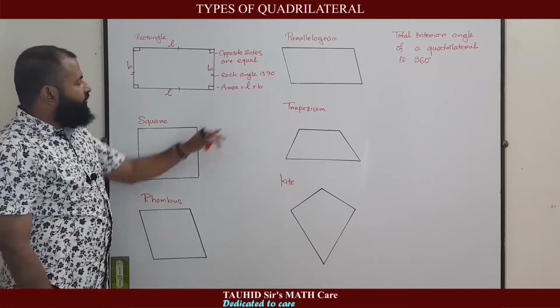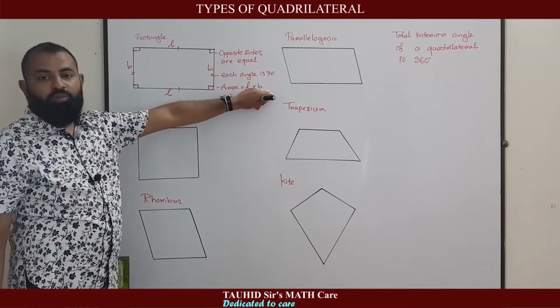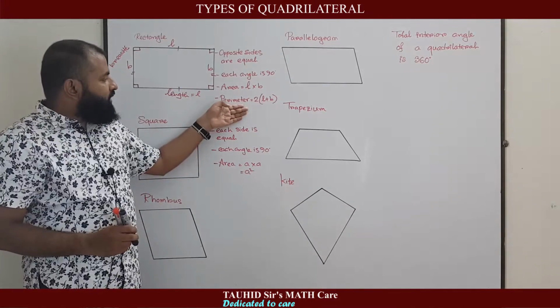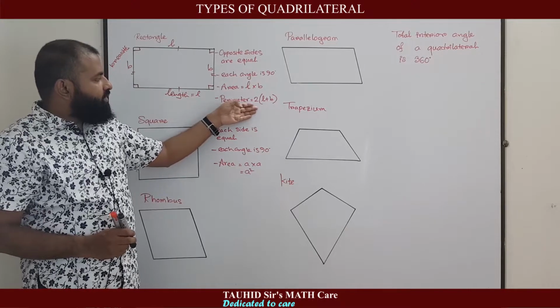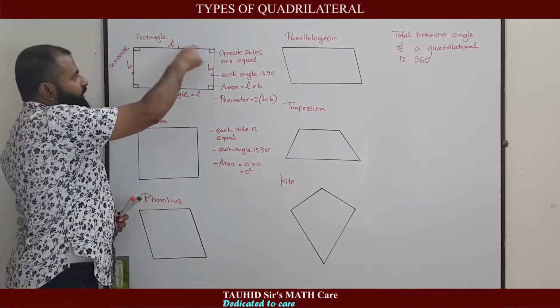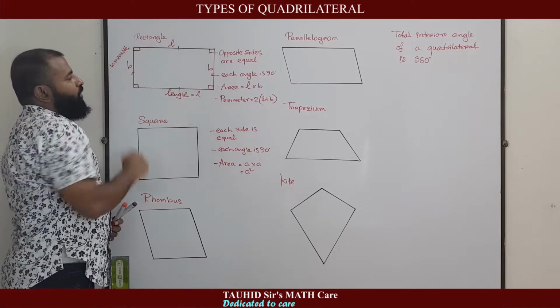And area of a rectangle is length into breadth. Area means the total space it takes. The perimeter of a rectangle is 2 into (length plus breadth). Perimeter means the total surrounding boundary of the shape.